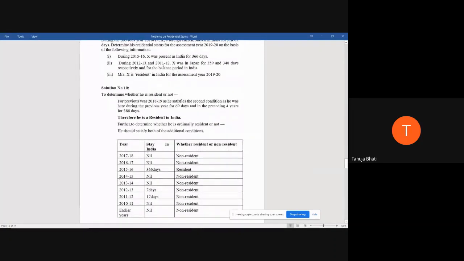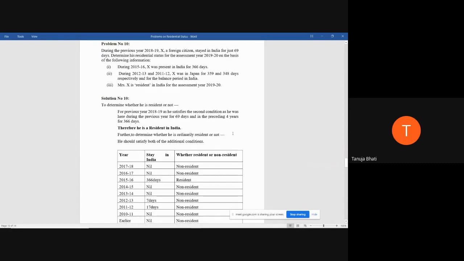During 2012-13 and 11-12, X was in Japan for 359 days and 348 days respectively and the balance period he was in India. And Mrs. X is resident in India for the assessment year 19-20. Now we are not bothered about Mrs. X. This is unnecessary information. We have to just concentrate and determine the residential status of Mr. X. Okay. So how do you determine the residential status of Mr. X?